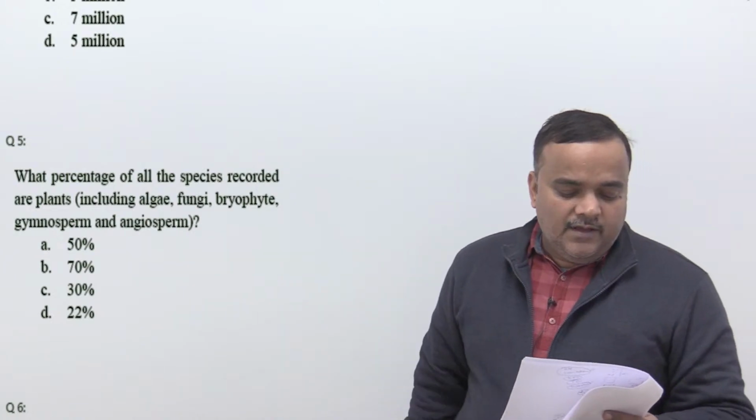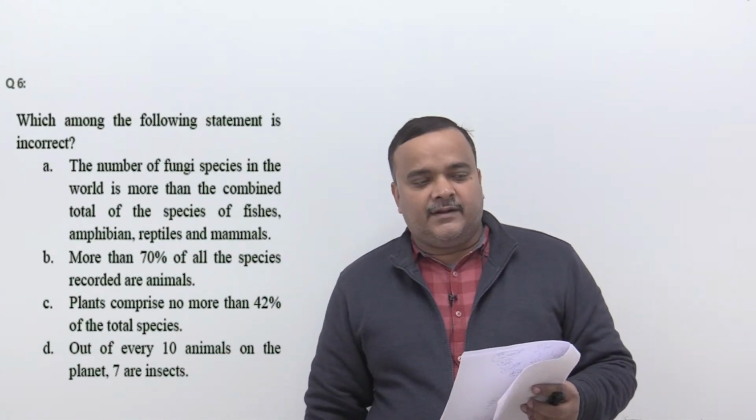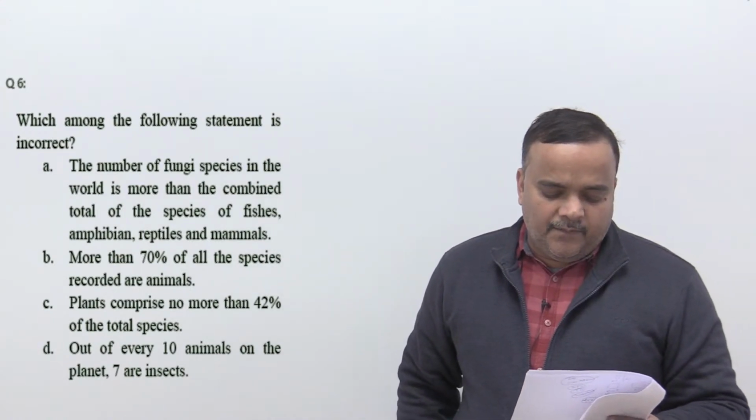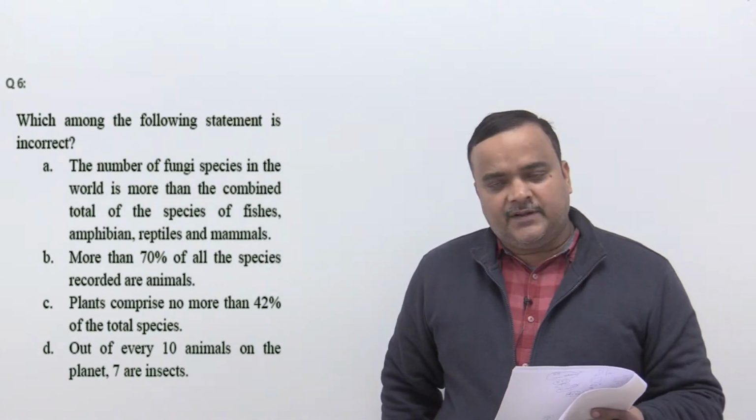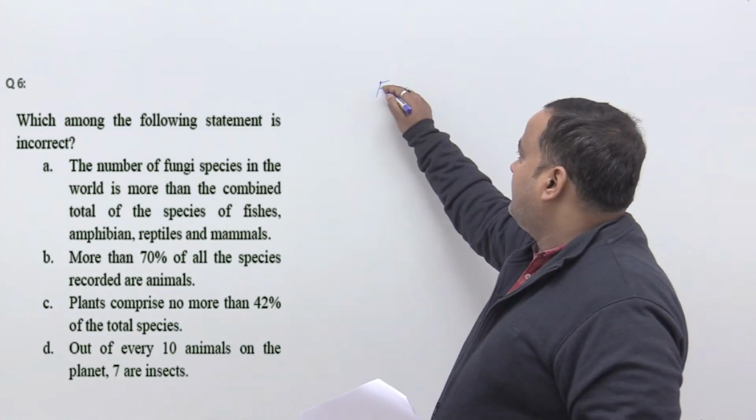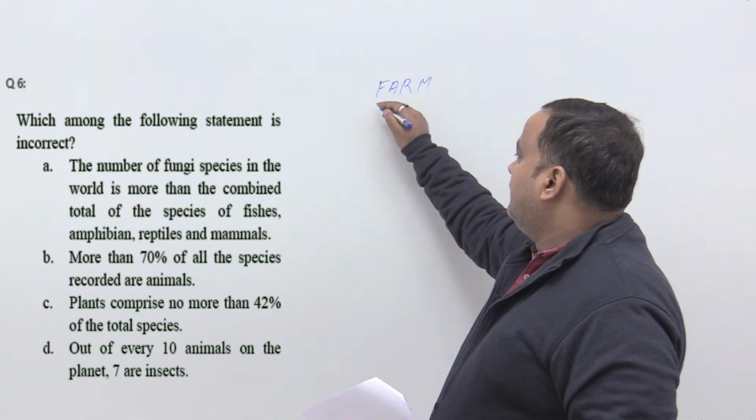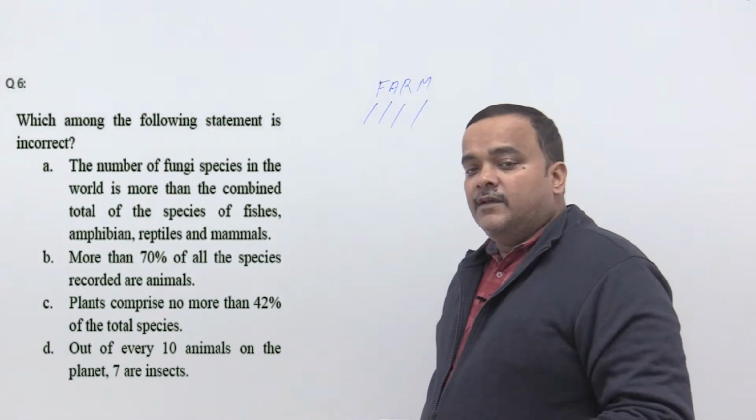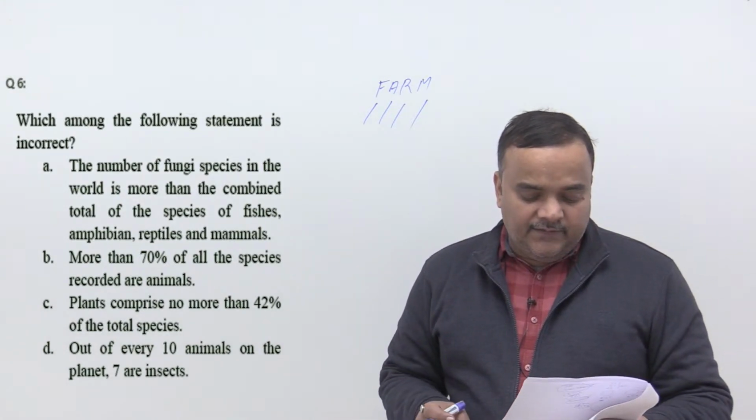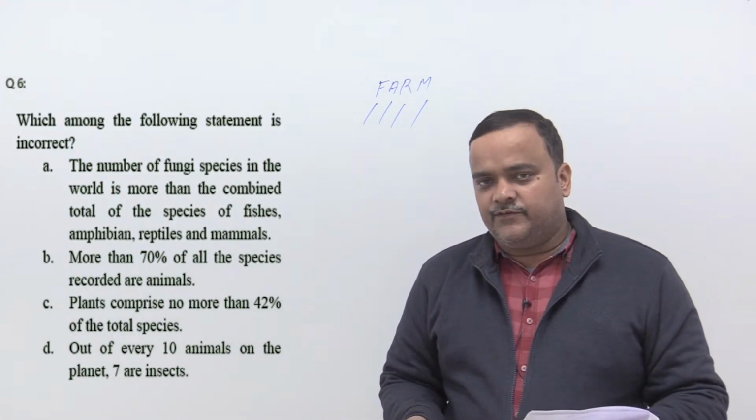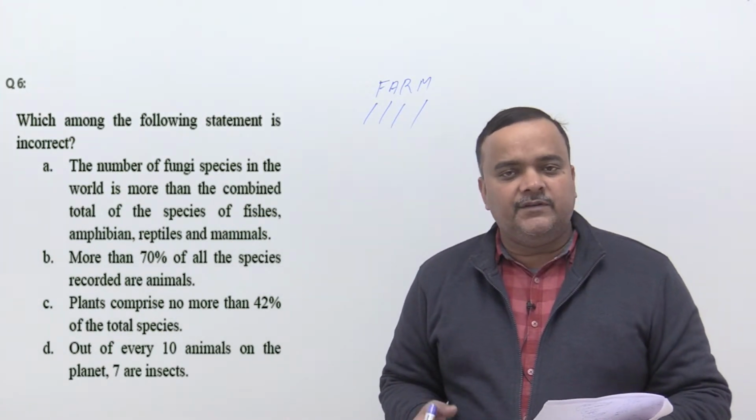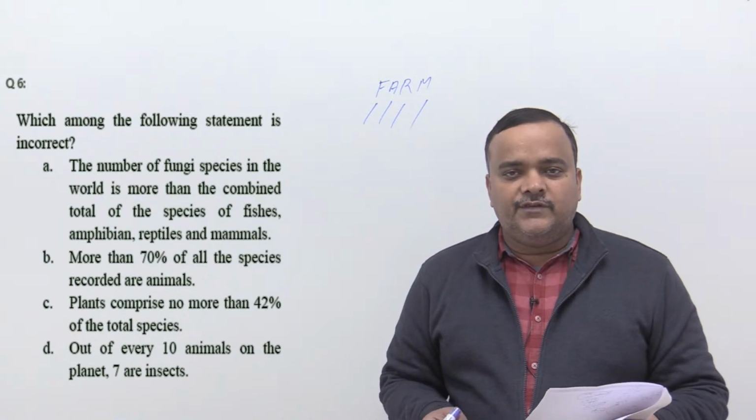Now question number 6. Which among the following statements is incorrect? First choice: the number of fungi species in the world is more than the combined total of the species of fishes, amphibians, reptiles and mammals. It is true. You can remember this by FARM, that is fishes, amphibians, reptiles, mammals, whose total is less than the total number of fungi species. Second choice, more than 70% of all the species recorded are animals. It is true. Third, plants comprise no more than 42% of total species. It is not 42, it is 22. So this statement is not correct.